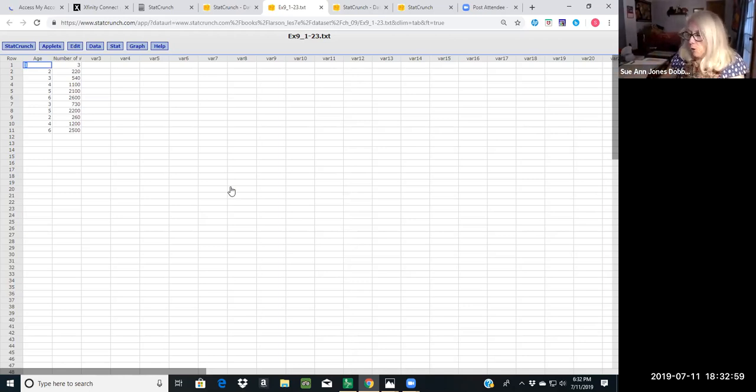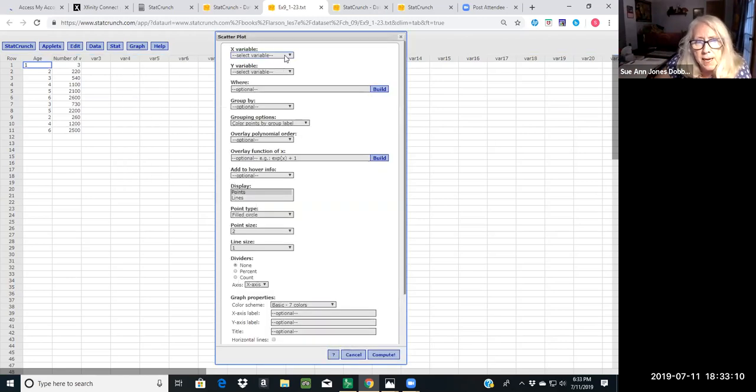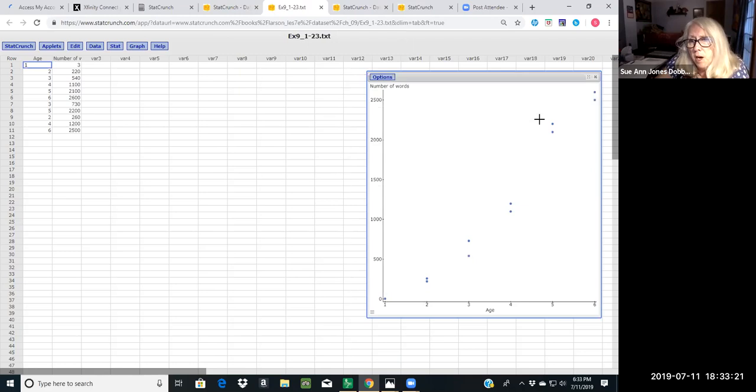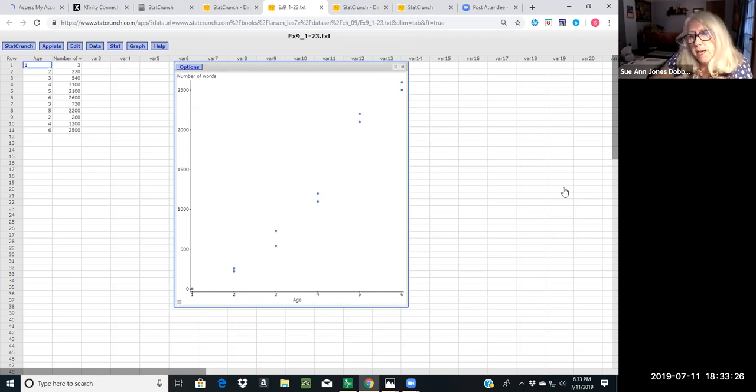So the first thing I'm going to do is look at a scatter plot. I'm going to do that by just going to graph and going down here to scatter plot. And I'm going to say the X's are in the column labeled age, the Y's are in the column labeled number of words, and then I'm going to hit compute. Now here's what the scatter plot looks like. Okay? And to me, it looks like, yeah, a positive linear correlation is possible here. Okay? And so I'm going to go ahead and do a formal analysis.